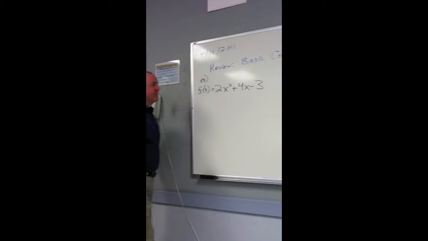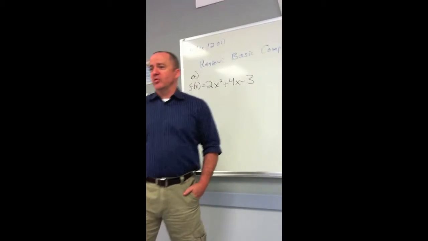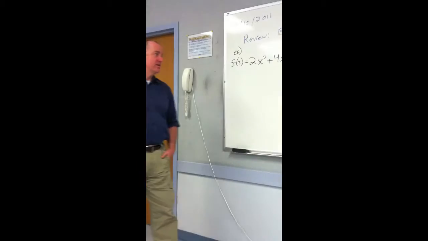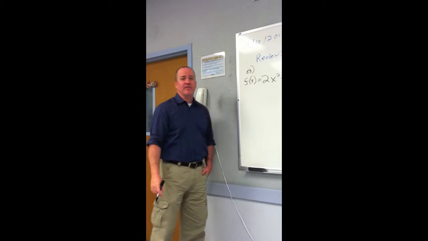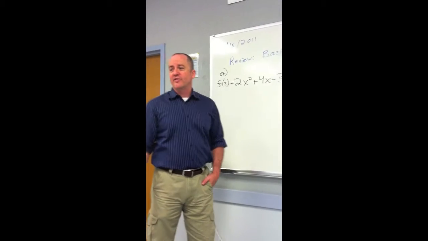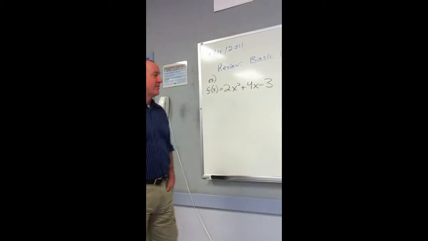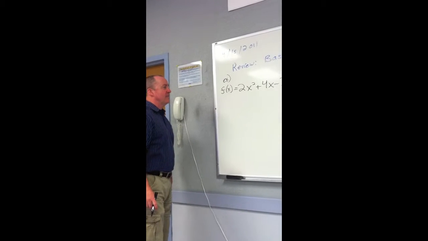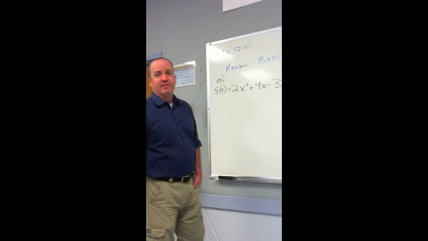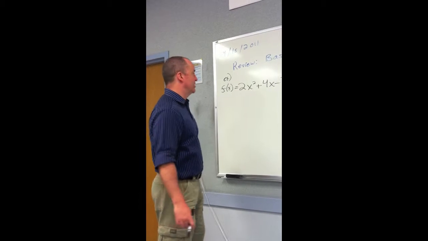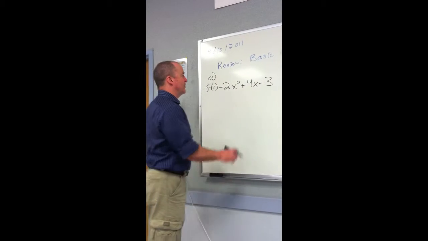Okay. This is not in vertex form, and there's lots of things we could do here. We could use negative b over 2a to find the vertex, and then we could find all the intercepts. We'll probably review that quickly at some point. But I want to get it into vertex form. That's the whole point of this, tying this into what we just did with functions. So here's what I'm going to do.